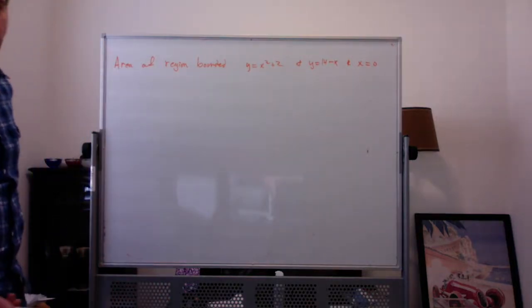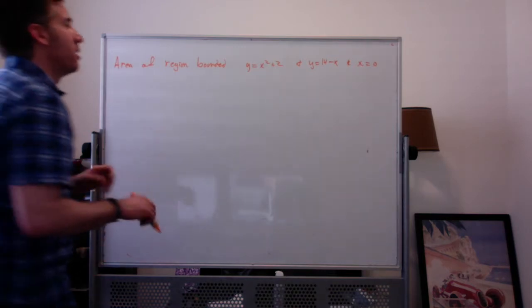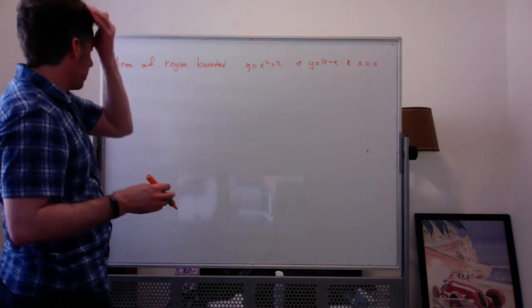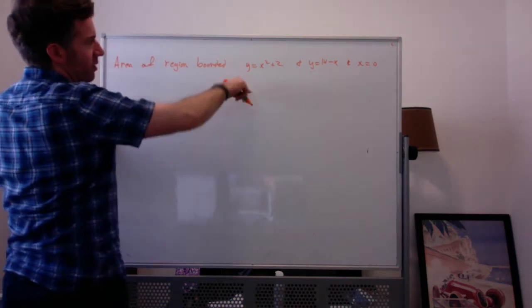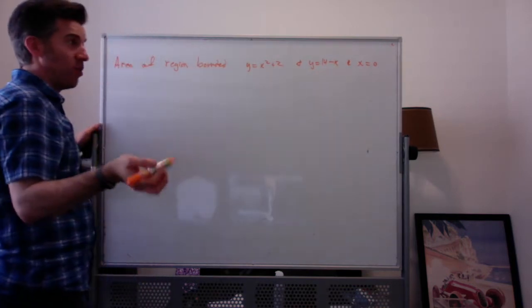Here are two examples of finding the area of a region bounded by some graphs. They're similar but slightly different. Well, actually very different. So here we have the area of the region bounded by y equals x squared plus 2, y equals 14 minus x, and x equals 0, which is the y-axis.